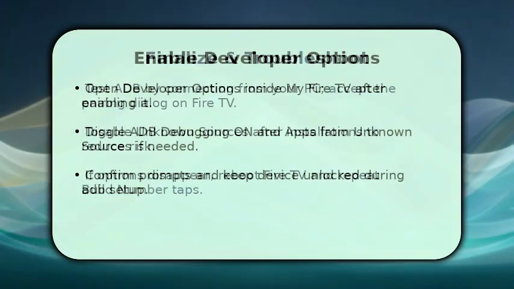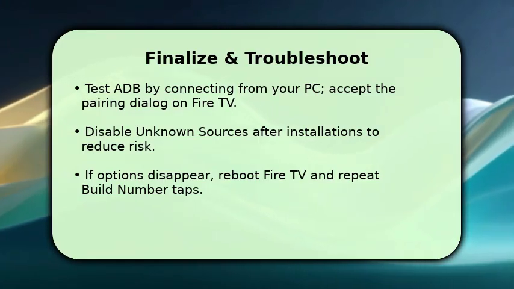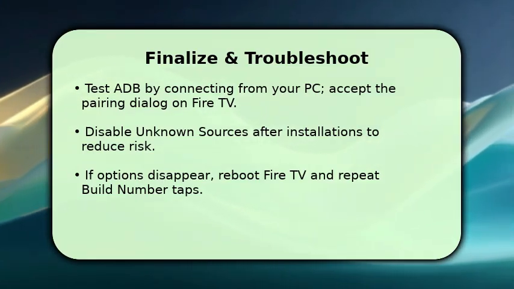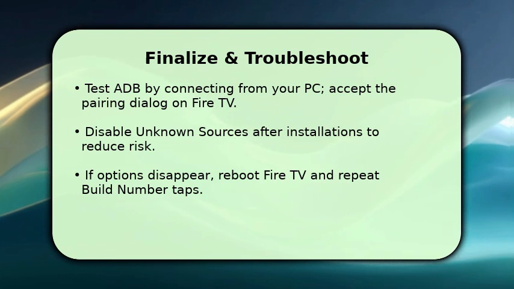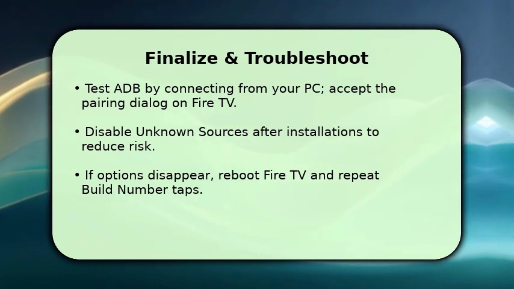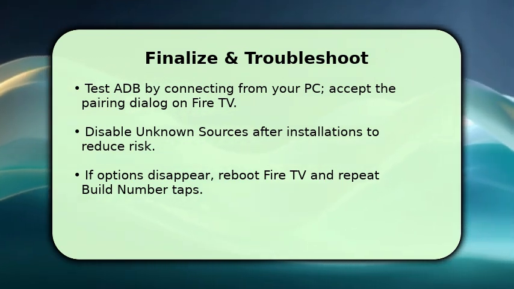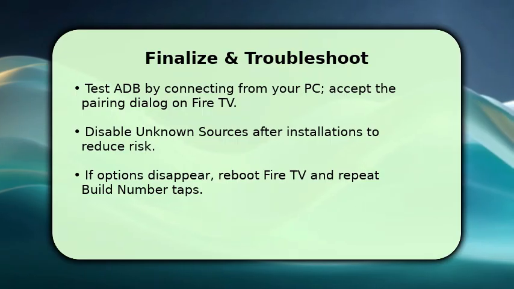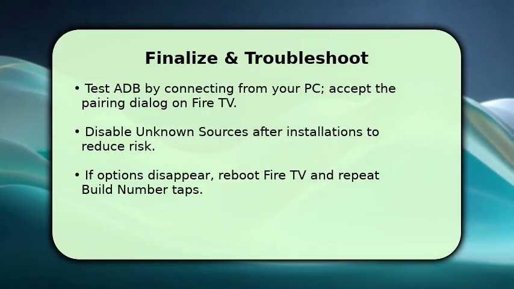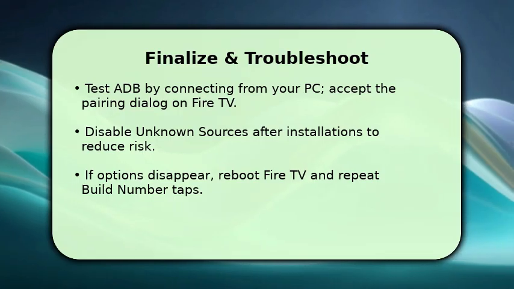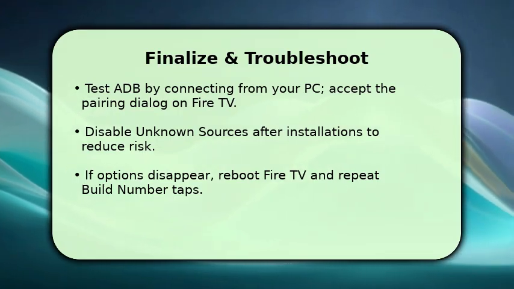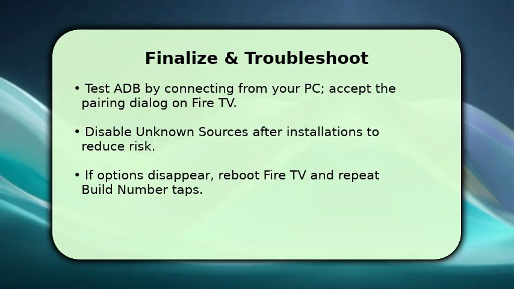To finish, test the setup. From your PC, run adb connect IP and accept the pairing dialog shown on the TV so you know ADB works. Install any trusted apps, then for safety turn off apps from unknown sources if you do not need them permanently. If developer options vanish or act strangely, reboot the Fire TV and tap the build number 7 times again. This usually restores the menu.